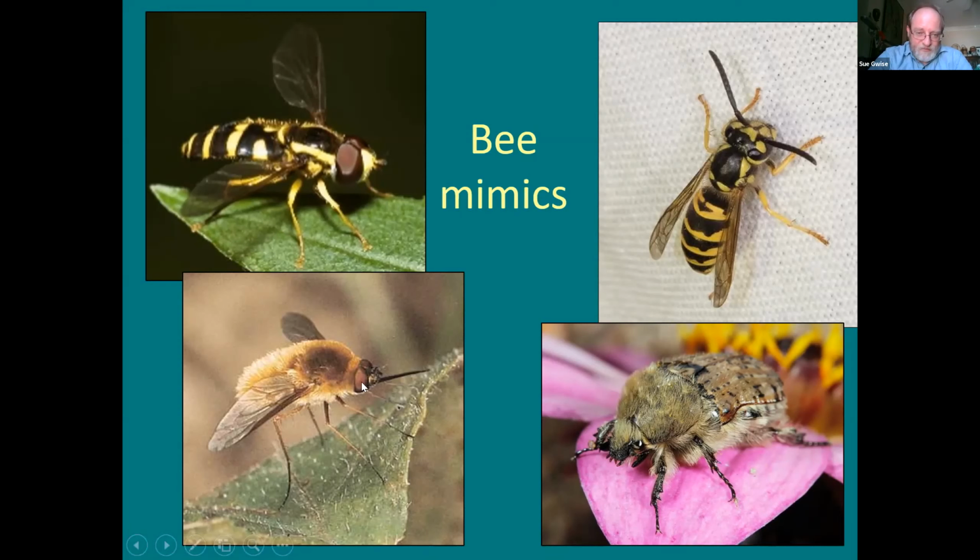Two wings, big eyes facing mostly forward. Bee flies have this very long proboscis that they use for pollinating, and I'll talk about them in a little bit more detail in a minute.